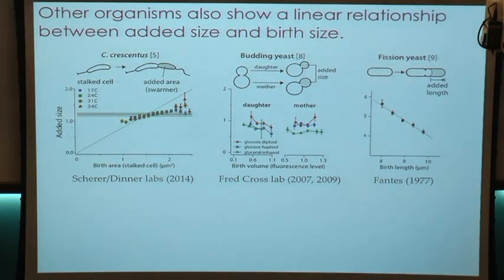This is from the yeast Saccharomyces cerevisiae. This is from Fred Cross lab at Rockefeller. And I'm sorry, this is Caulobacter crescentus. This is data from Iyer-Biswas and Scherer, and Dinner's lab in Chicago. And if you look at their data carefully, there's almost constancy here. Okay? And this is yeast data from Fred Cross lab. And the yeast, depending on how many generations the yeast cell is old from previous generations, can either show adder-like behavior, or can show slightly negative slope. Okay?